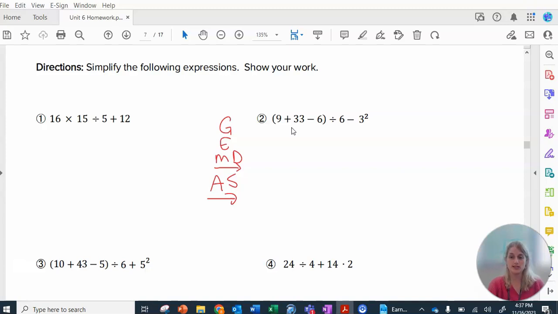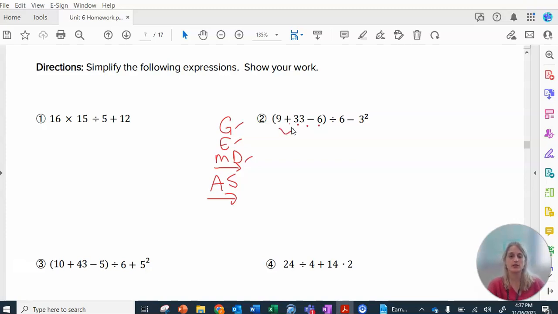Do you have grouping symbols? Yes. So we are going to look inside our grouping symbols at that 9 plus 33 minus 6. If there are 2 operations, we follow order of operations for them. So no grouping symbols inside our grouping symbols, no exponents inside it, no multiplying and dividing inside it, but there is adding and there is subtracting, and they're on the same level. So then we decide what to do because which one's first?